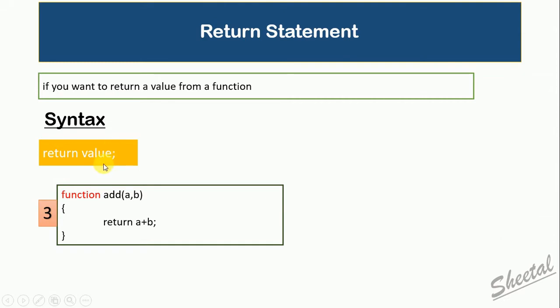The return statement begins with the keyword return, then the value. We can use an expression also instead of directly returning the value. The return value is returned back to the caller. Look at our third example with the function named add. This function is calculating and returning the addition of two numbers. Let's see the practical.